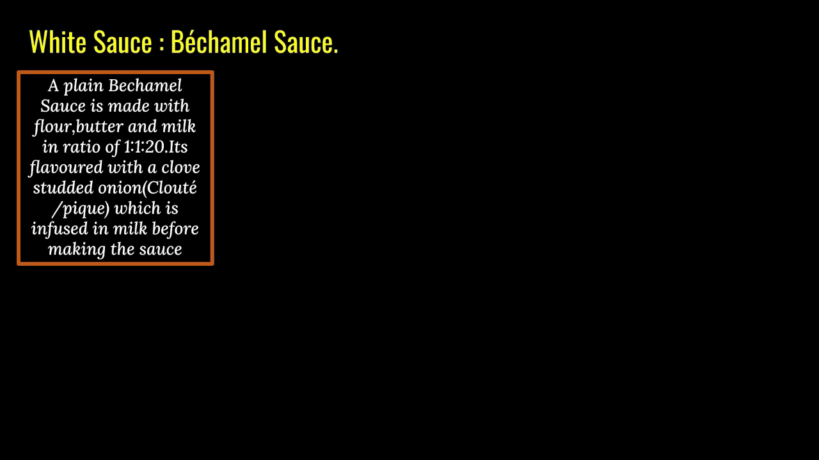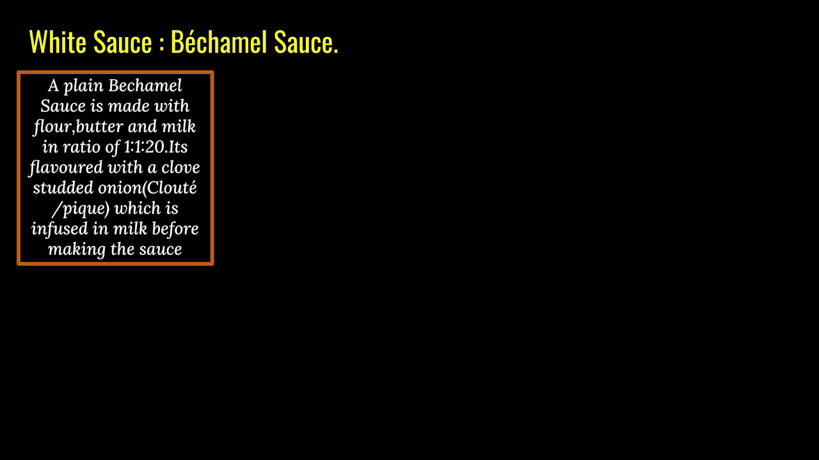So we have discussed all the faults. Now let us reveal one by one the bechamel sauce and the other four varieties of thickened sauce under this. First one is white sauce or bechamel sauce. Now a plain bechamel sauce is made with flour, butter and milk in a ratio of 1 to 1 to 20 that we have already learned. It is flavored with a clove-studded onion, that is a clouté or piqué, which is infused in milk before making the sauce.